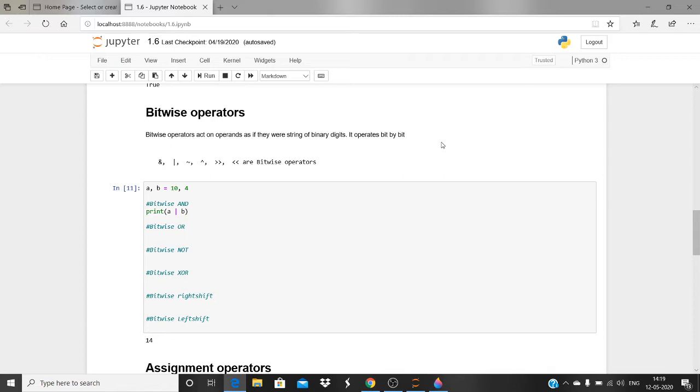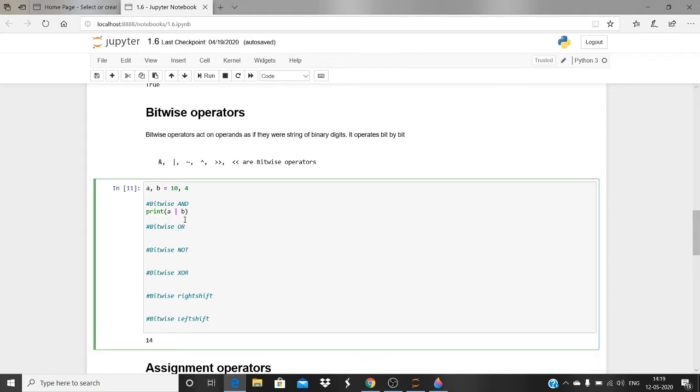So today we are going to continue with operators, and there is another type of operator called bitwise operators. Most of you might know what a bit is. Bitwise operators are used in binary language. So we have to convert 10 into binary, 4 into binary, and then apply the AND operator.